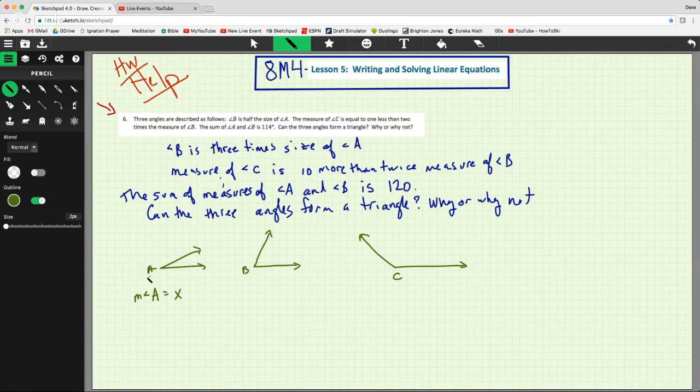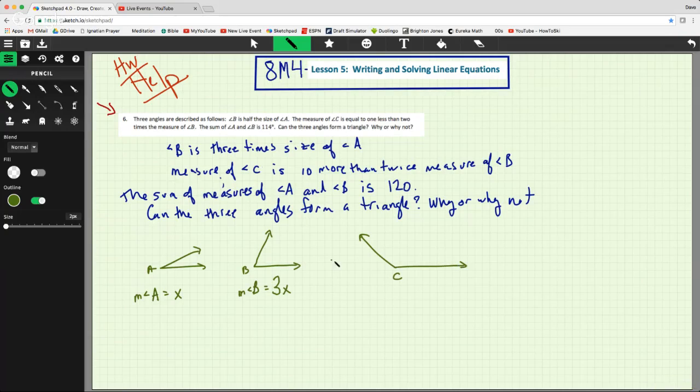So if that's x, and B is 3 times bigger than angle A, then I can say the measure of angle B is equal to what? Equal to 3x. It's 3 times bigger. So if x is 10, then 3x would be 30, and that would be consistent with what we say. Now I want you to pause and try this problem.